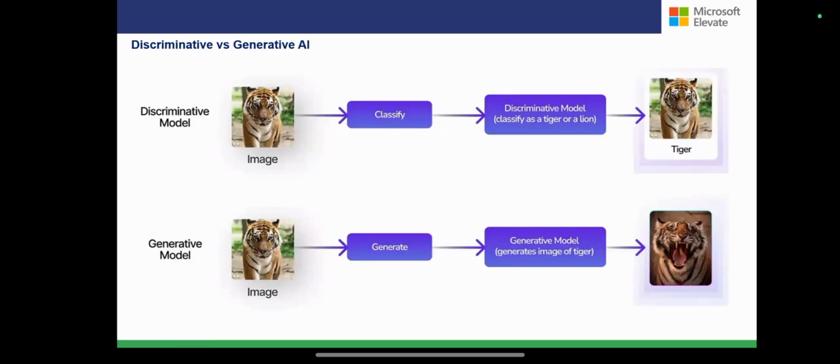Now we have something called discriminative versus generative models. In a discriminative model, basically things get classified. Just have a look at the image itself. You can easily classify. In generative AI, there will be two things, the generator and the discriminator, which we're going to study in the upcoming days.